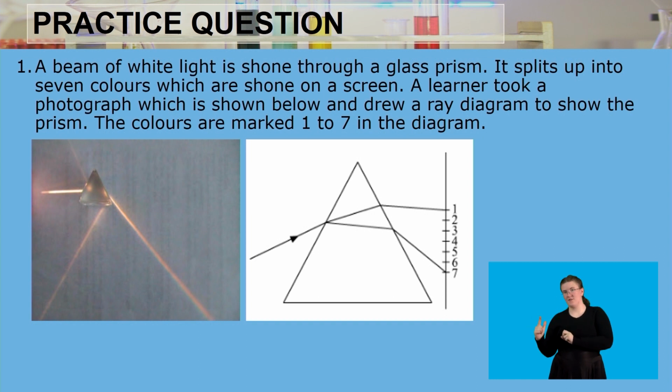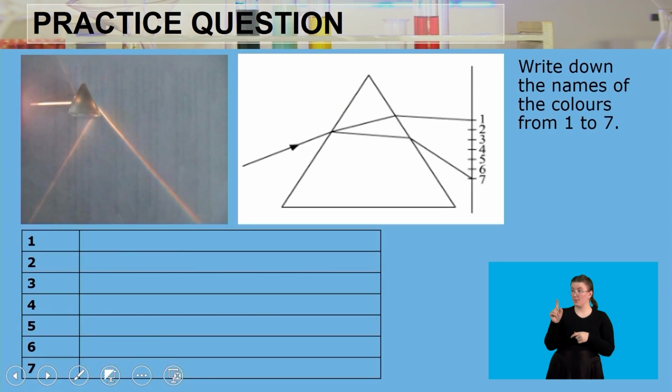So we have the prism and we have now the 7 different colors, and those colors are marked from number 1 to number 7 on this prism that we have here. Now, the question says, write down the names of the colors from number 1 to number 7. So as we can see, those colors are arranged in terms of increasing frequency from number 1 all the way to number 7. On this prism, we can label it.